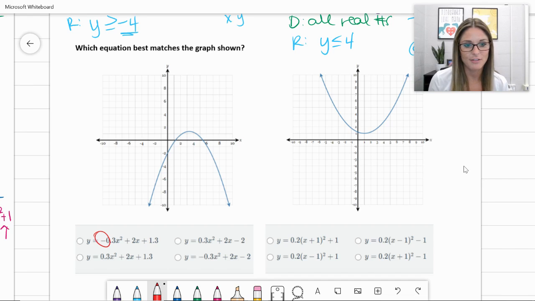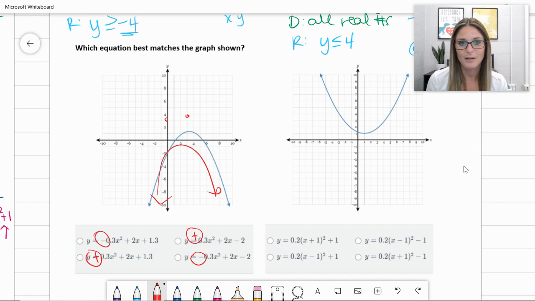Let's first look at the fronts. Let's talk about those a values when they are positive and negative. This is a big sad face parabola. It's been reflected. It should have a negative in front. So let's look at our answer choices that have negatives in front. Not positive, not positive. So I'm already down to 2 answer choices.